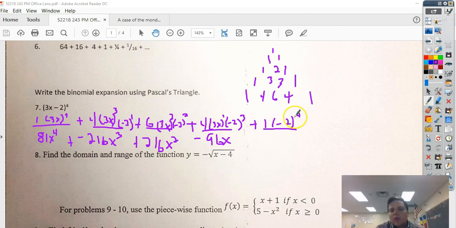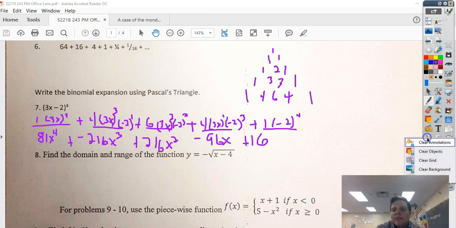And then negative 2 to the fourth is 16. 16 times 1 is 16, so plus 16. And there you go. That's all you can do on this problem. Okay? Alright. Problem number 8.